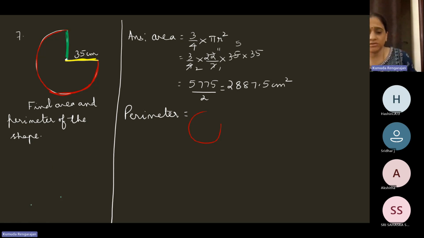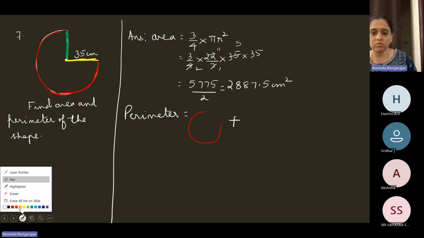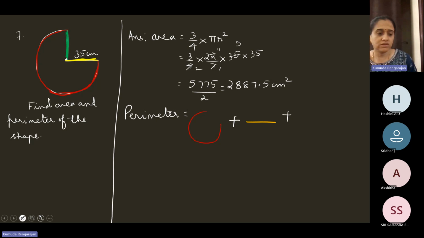These are three things. There is one arc and two line segments that make the boundary of the shape. The boundary, Harini, of the shape is made up of one arc, 3/4 of the circle, and two line segments. Can you see? One red, then yellow and green. Only when these three come together do they make the boundary of the shape, right? So add the lengths of these three. Plus the yellow, plus green.